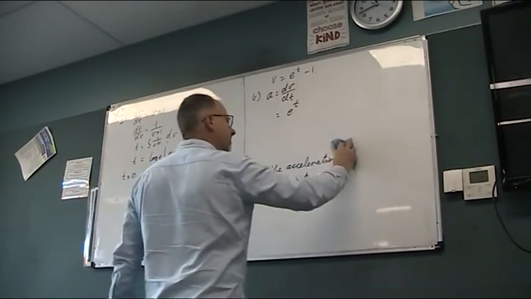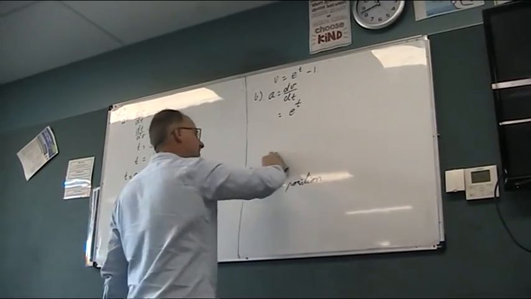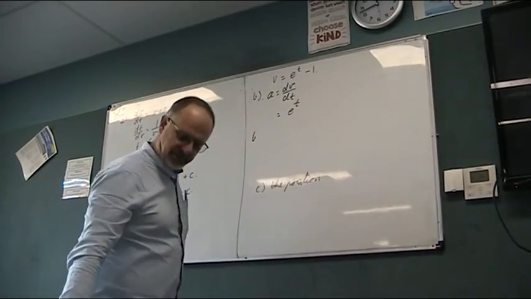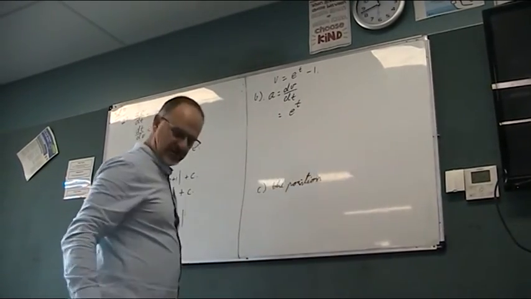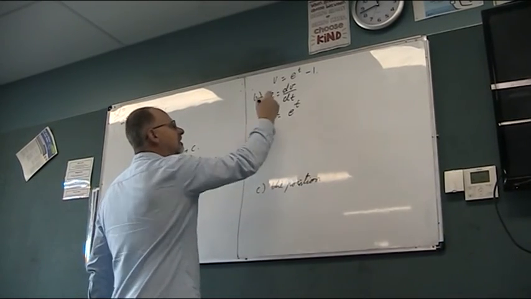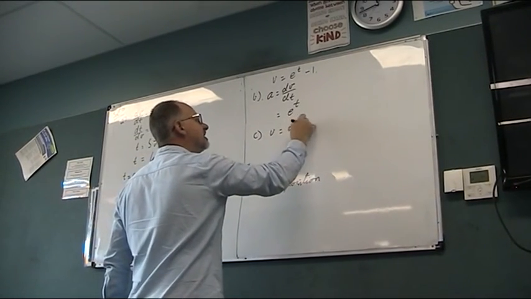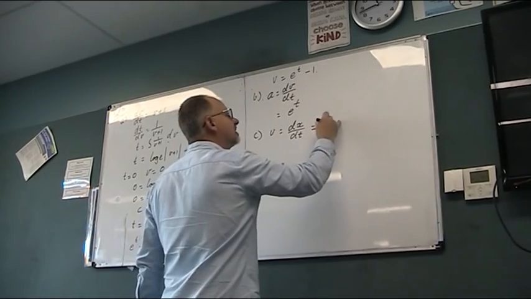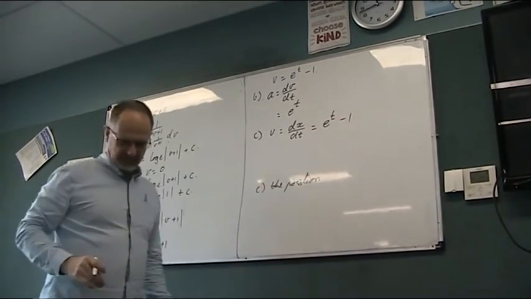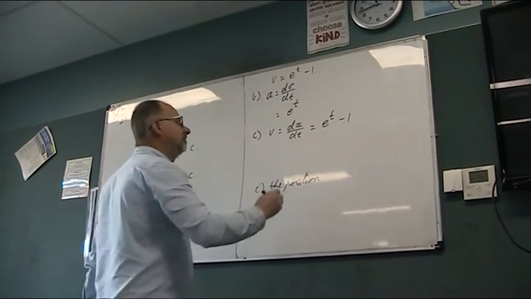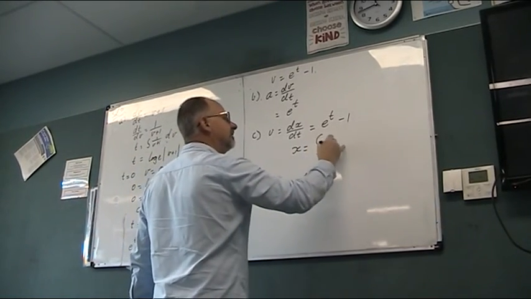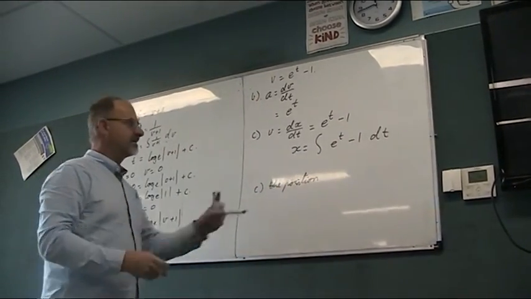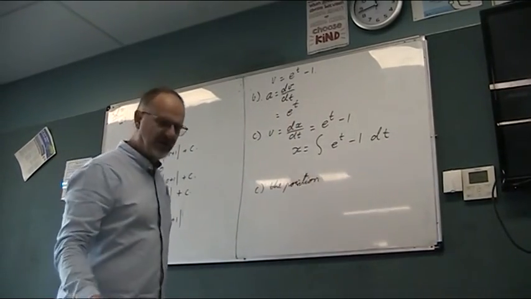Alright, the next bit that we want is the position as a function of time. That's where I was getting ahead of myself, before, or C, not B. Because v is dx/dt, isn't it? Which we know is e to the t minus 1. So what do we need to do to find the position? We just need to anti-differentiate with respect to time, and we can do that because it's already in terms of time.